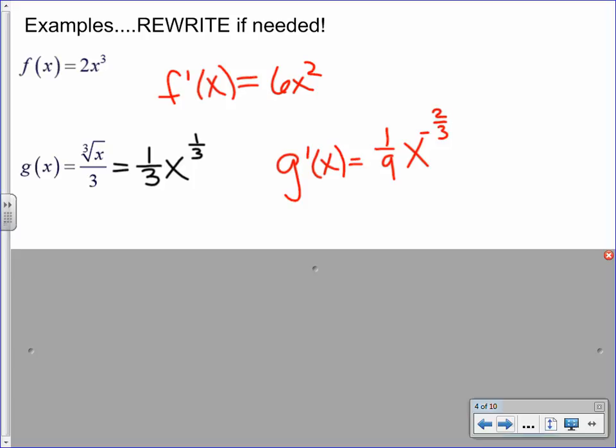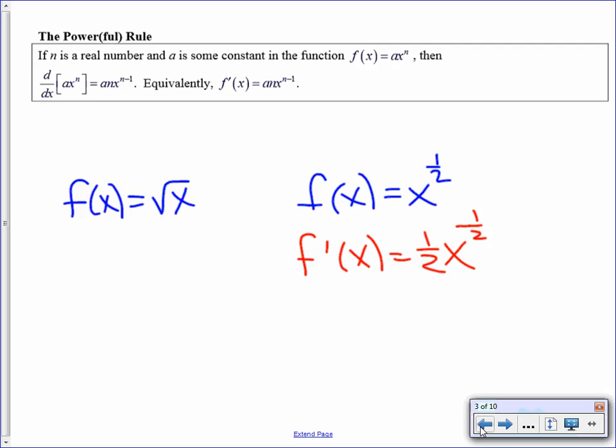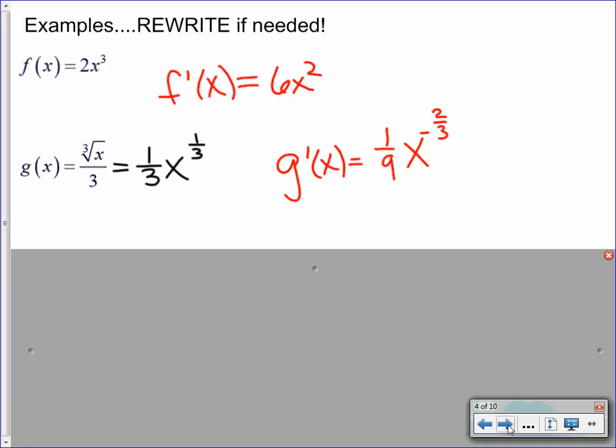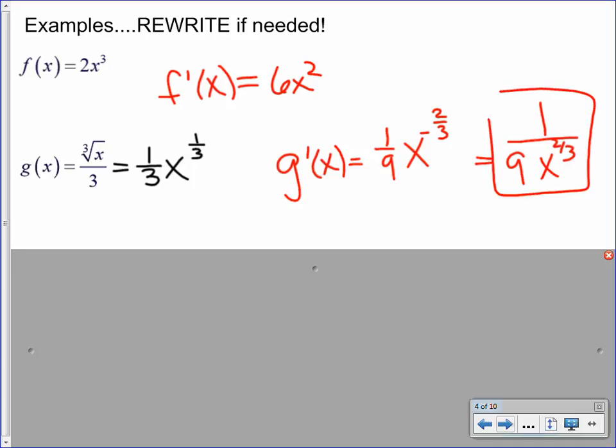Okay. Let's go back to our power rule. Our power decreases by 1. So we have to take 1/3 and subtract 1 for a negative 2/3. Okay, so then we could rewrite this as 1/9 x to the 2/3, because we don't really like negative powers. We like them to be positive. So this is how I would probably want you to rewrite it.